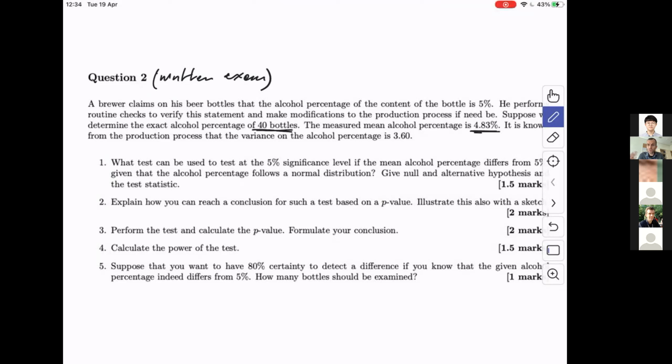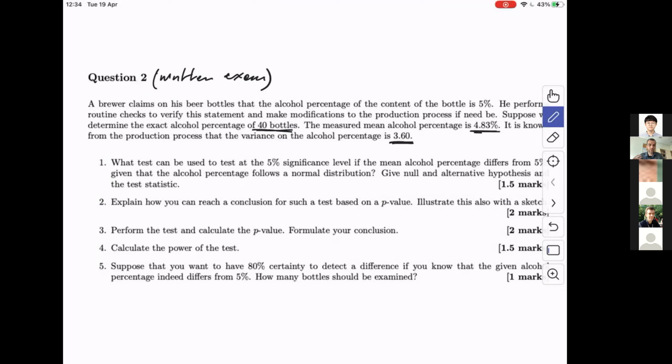And we also know from the way that the beer is produced that the variance of the alcohol percentage is 3.60. So now the question is basically, well, run a hypothesis test to check whether the mean alcohol level per bottle is different from 5%.